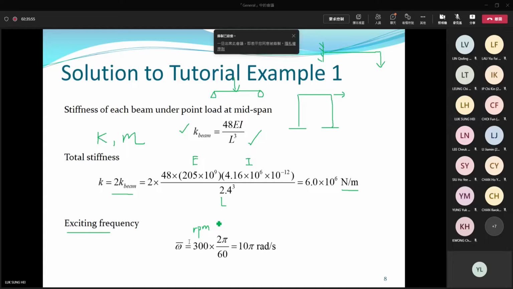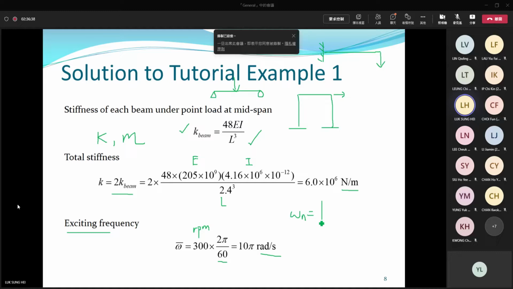Then what about per second? 300 over 60, since 1 minute has 60 seconds. So 300 divided by 60 gives you revolutions per second. 1 revolution has 2 pi radians. So 2 pi over 60 becomes your conversion unit, to convert from revolutions per minute to radians per second, our standard unit for frequency. The result is 10 pi. Now you can evaluate the natural frequency and then find the frequency ratio.